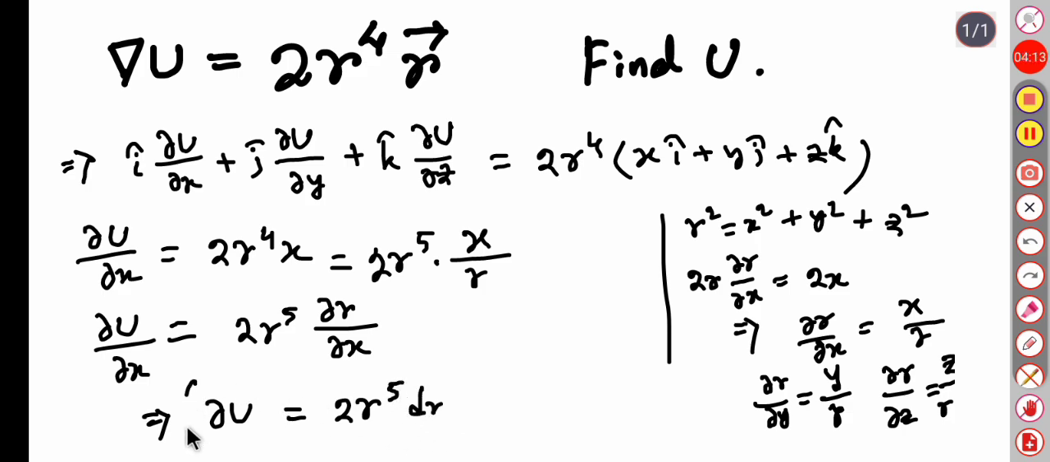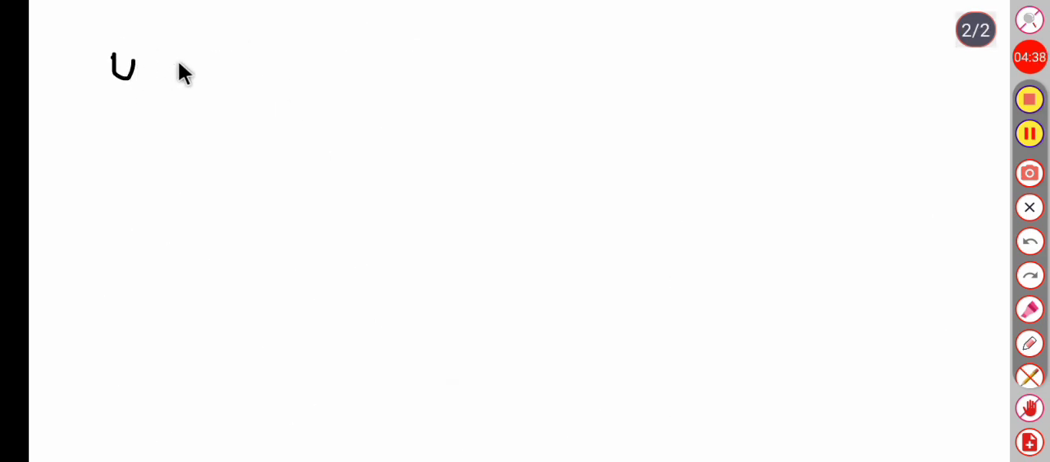Now we can take the integration. So it will give us u is equal to 2 times r to the power 6 by 6 plus constant. In the next step we will get u is equal to r to the power 6 by 3 plus c.